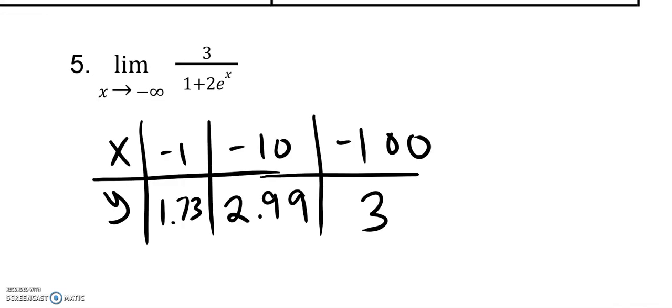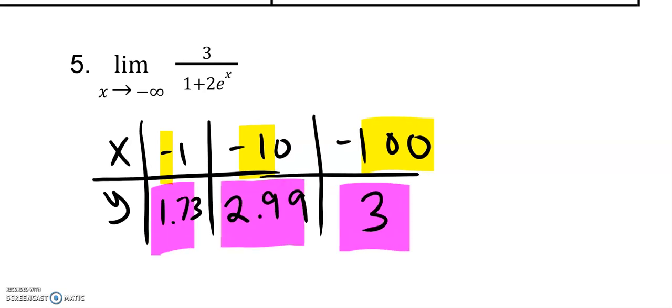I decided to do it a little bit differently and look at the table, and it's approaching negative infinity, so that's why my x values right here are getting more and more negative, and as it approaches negative infinity, my y values are approaching a single value of just 3. And so I know then the limit as x approaches negative infinity of this function is just going to be 3.